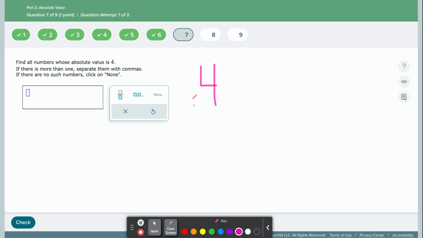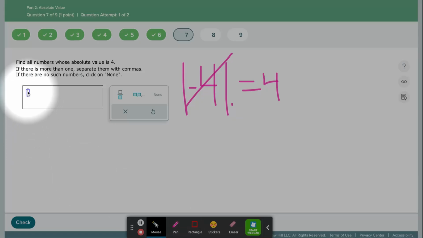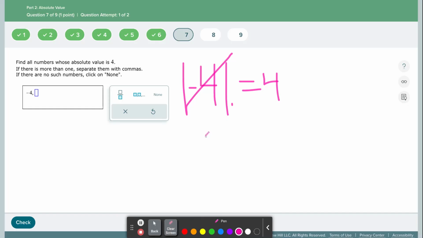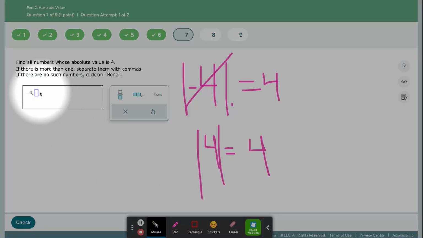So would -4 have the absolute value of 4? Is that a true statement? Yeah, so I could say -4. What else? Would a +4 have an absolute value of 4? Is that a true statement? Yeah, so again, I can click and say 4. That's definitely going to give me an absolute value of 4.